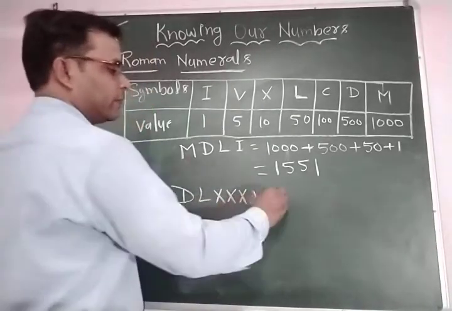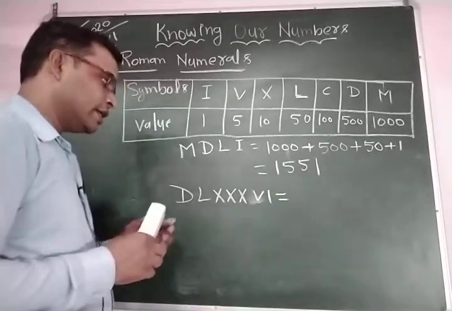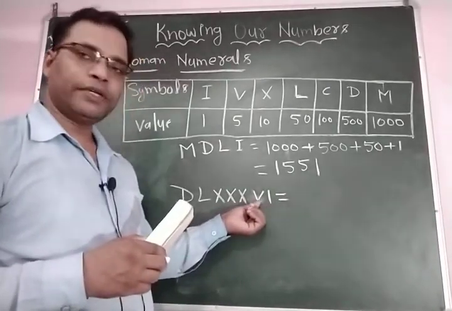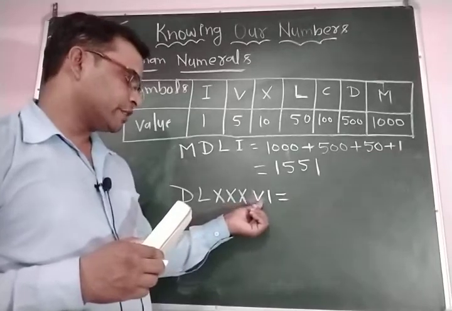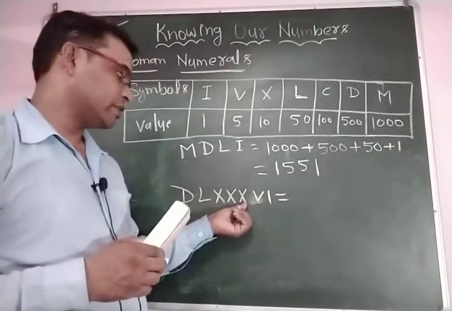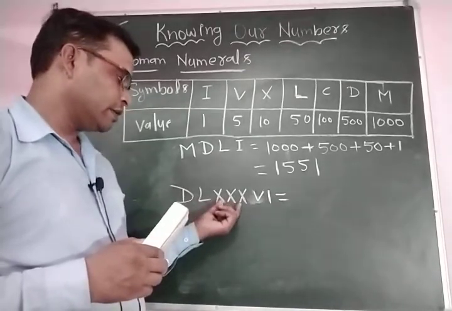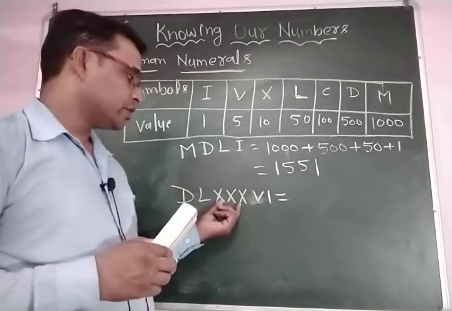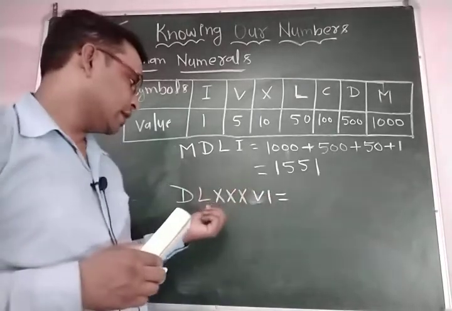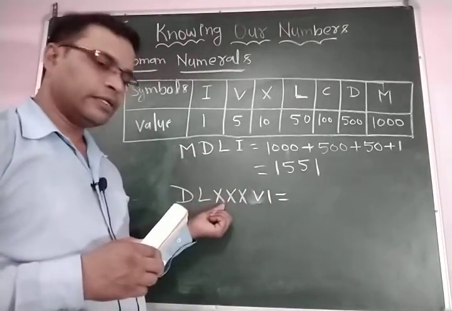DL, XXX, VI. Okay, so here you can see this is a smaller value with respect to V, and V is a smaller value, the symbol X with respect to symbol X, and this is 3. X is repeated, so we can write the value of X plus X plus X, 3 times.